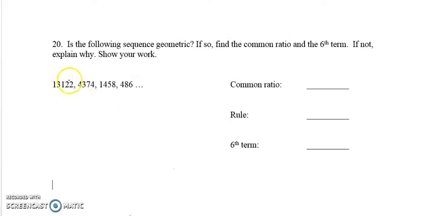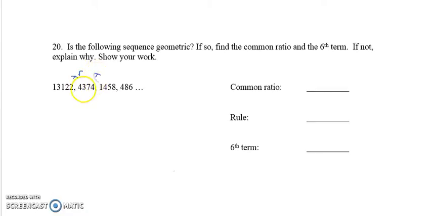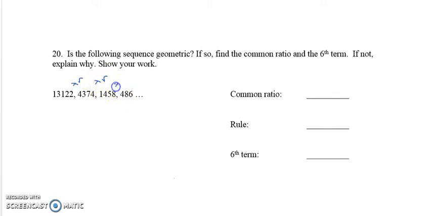So in other words, what do we multiply 13,122 by in order to get 4374? And same thing, what do we multiply 4374 by to get 1458? And then what do we multiply 1458 by to get 486? So to find whether this is a geometric sequence and define this common ratio, we just use a calculator and divide. So let's take the second term, which is 4374, and divide that by the first term, which is 13,122. Okay, so let's go use the calculator.